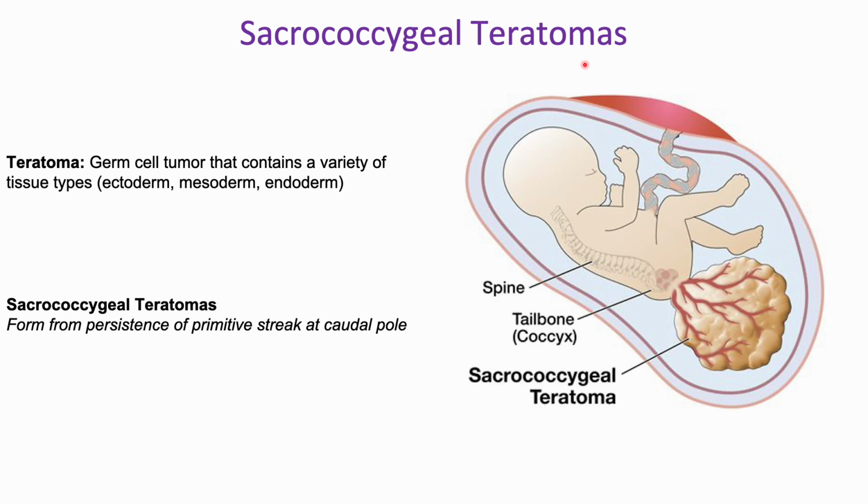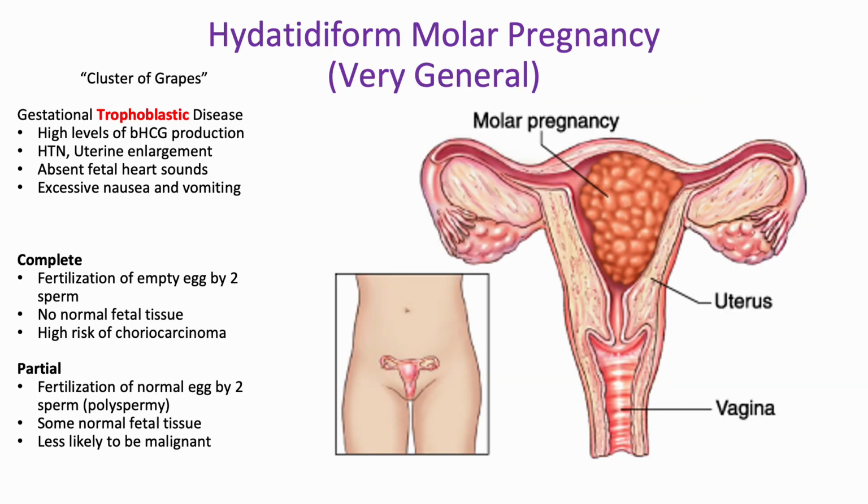And sacrococcygeal teratomas, so that's down here at the sacrum, or the tailbone, are caused by persistence of the primitive streak in that caudal pole, so it doesn't completely close down, so you still have those 3 cell layers later on in development. So this is abnormal, but again, this teratoma, which is going to be at the sacral region, is going to have multiple germ cell layers, which is how you can help to identify it as a teratoma as opposed to any other kind of tumor.